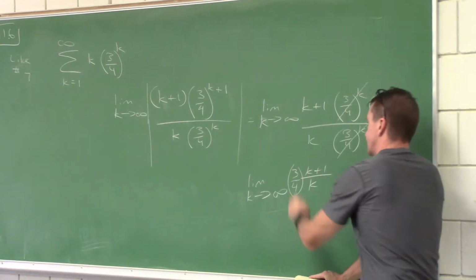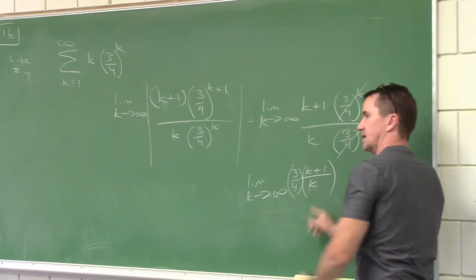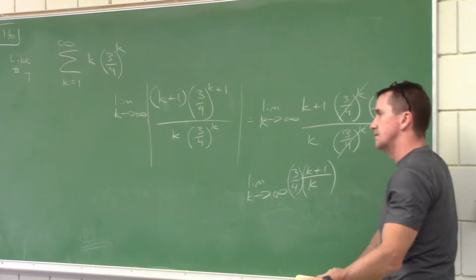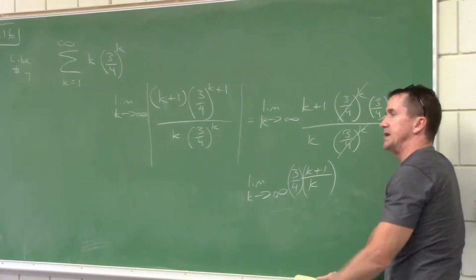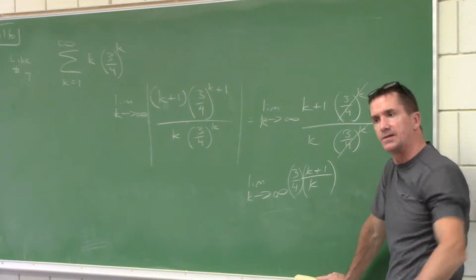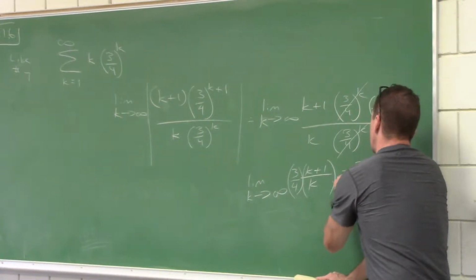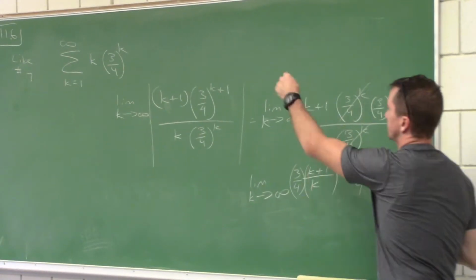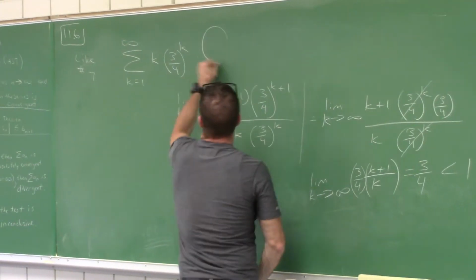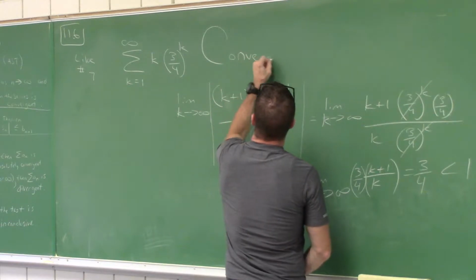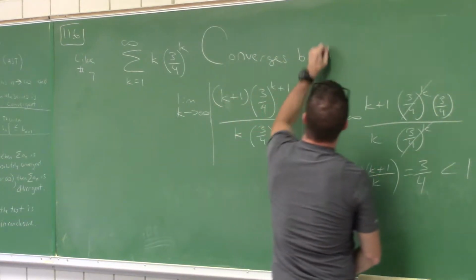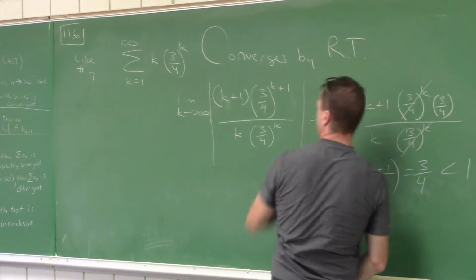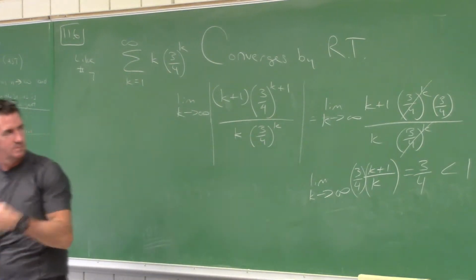What's that limit? It's going to 1. 3/4 times 1 is what? 3/4. You can do L'Hopital's rule or think of the horizontal asymptote on this thing. Is this greater than 1 or less than 1? Converges by what? RT. Yeah. Converges by ratio test.